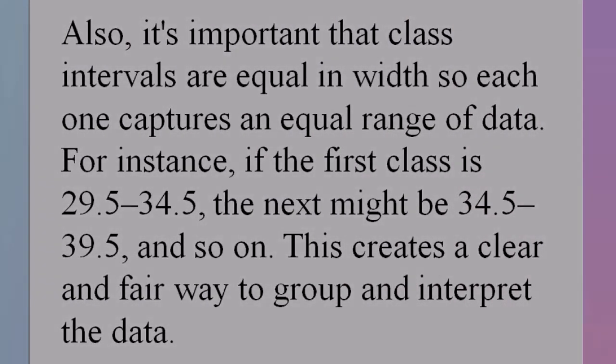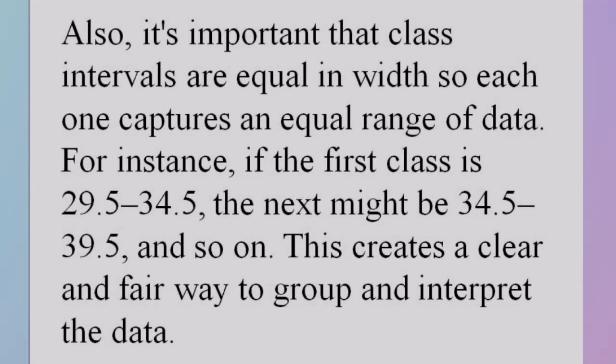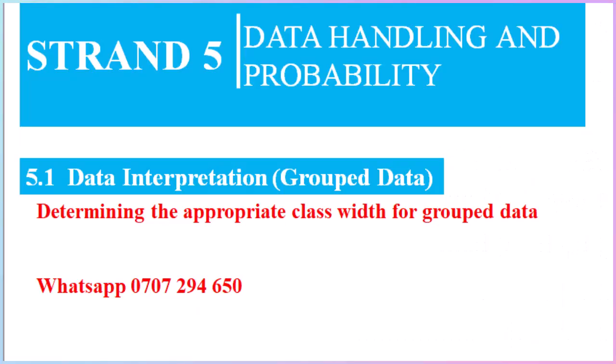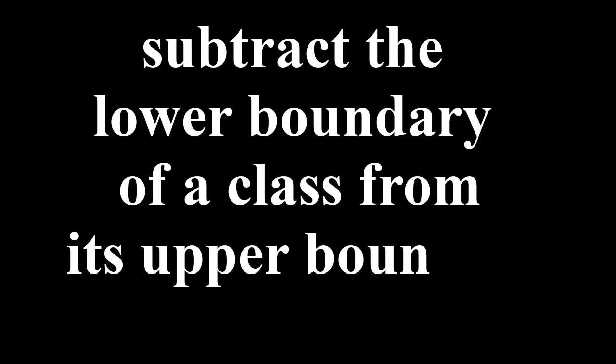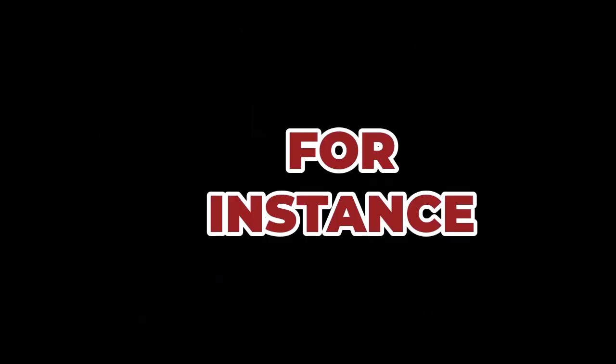Also, it's important that class intervals are equal in width, so each one captures an equal range of data. For instance, if the first class is 29.5 to 34.5, the next might be 34.5 to 39.5, and so on. This creates a clear and fair way to group and interpret the data. To get the class size, we subtract the lower boundary of a class from its upper boundary of the same class. For instance, 34.5 minus 29.5 equals 5.